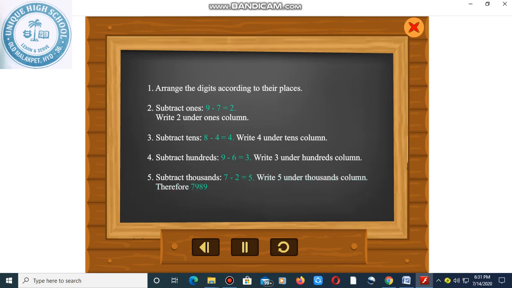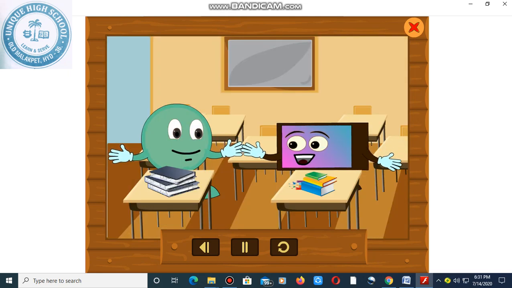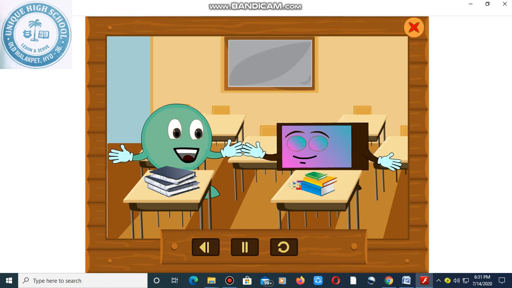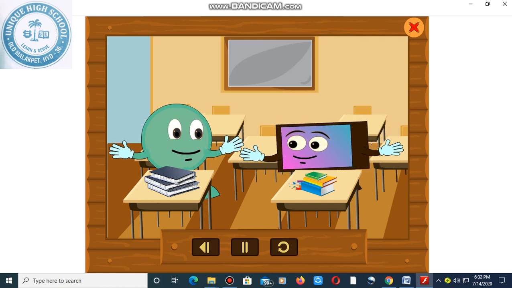Therefore, 7,989 minus 2,647 is equal to 5,342. Wow! This was so easy, Circle. That is easy, dear. Now we can do the subtraction with borrowing. Here they completed the subtraction of 4-digit numbers without borrowing. Now they started with the subtraction with borrowing.